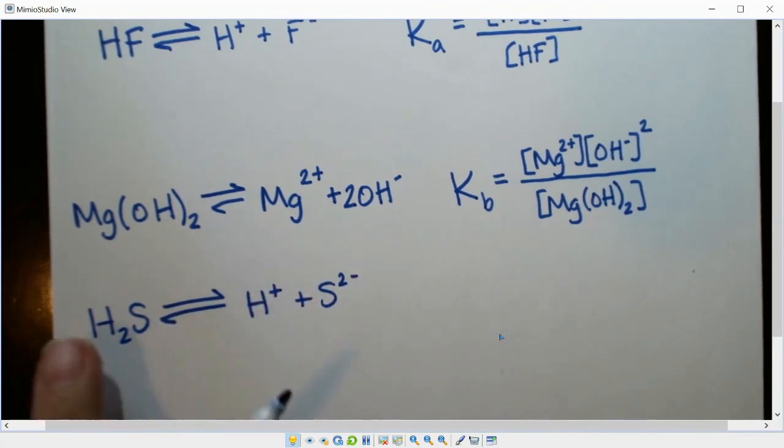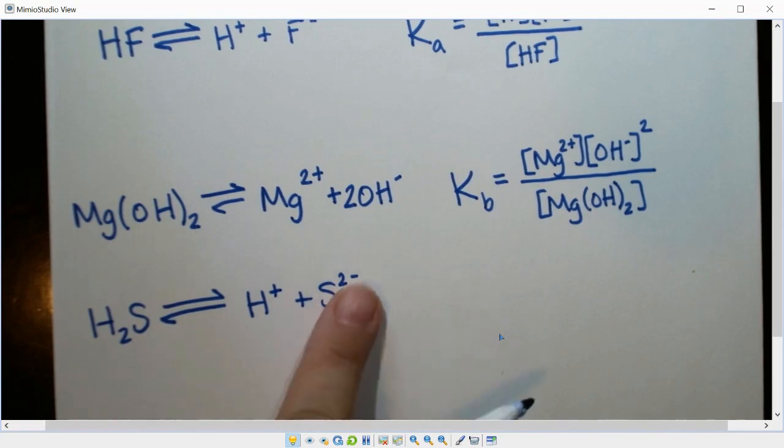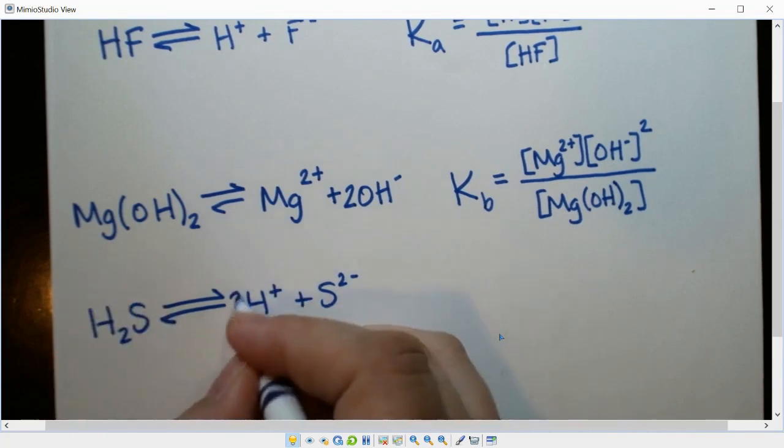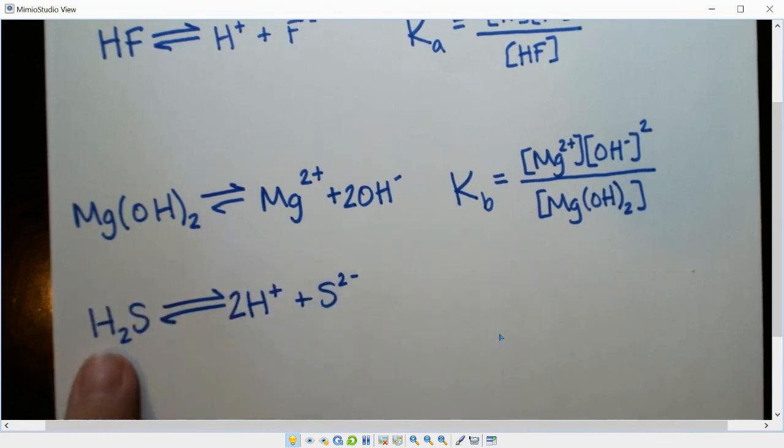Make sure we're balanced because sulfur is a 2- charge. That means it takes 2 hydrogens to balance this molecule. And so we put a 2 coefficient here. So when this dissociates to its ions, it's going to split into 2 hydrogens and 1 sulfur.